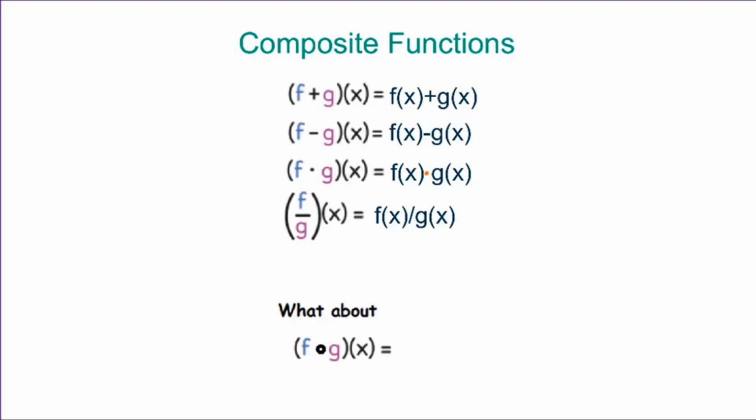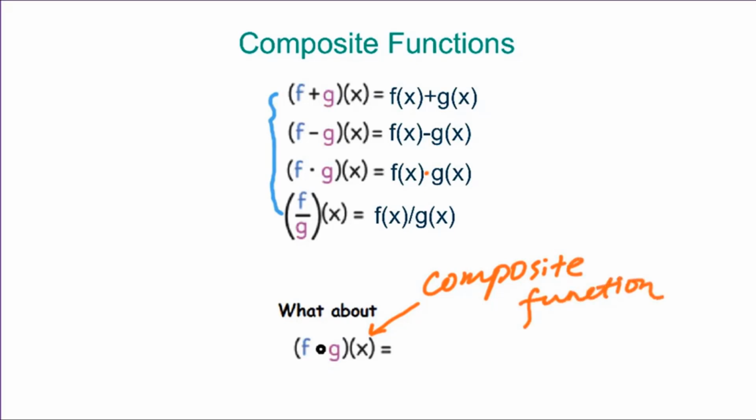Today's lesson is about composite functions. We already know the operations of functions, these four. Now we have a new operation of functions: two functions combined together, f of g of x. We call this a composite function. It equals f of g of x.